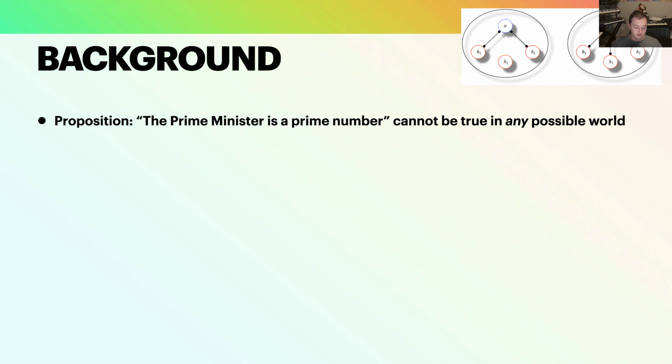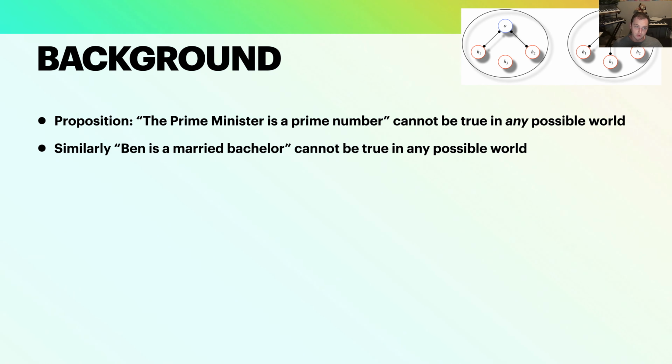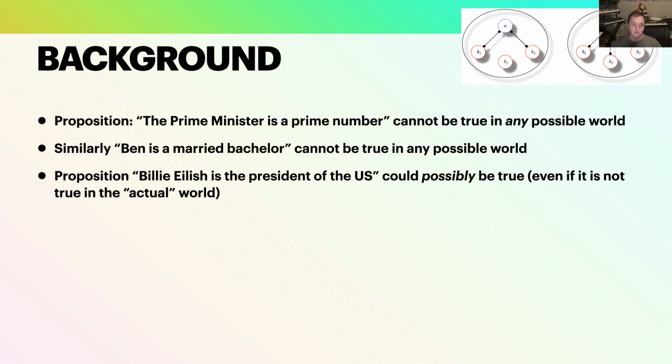Now, there are some propositions that cannot be true in any possible world. One example is "the prime minister is a prime number." The reason this can't be true in any world is that the prime minister refers to a person and a prime number refers to an abstract object. That's a category error. They just cannot be true in any possible world. Similarly, the idea of Ben being a married bachelor can't be true in any possible world either. It's just nonsense. You can't have contradictions, things that are true and not true at the same time. So that's a proposition that cannot be true in any possible world.